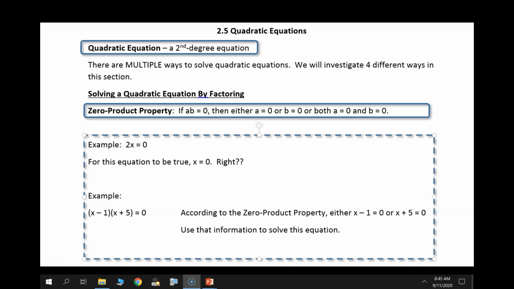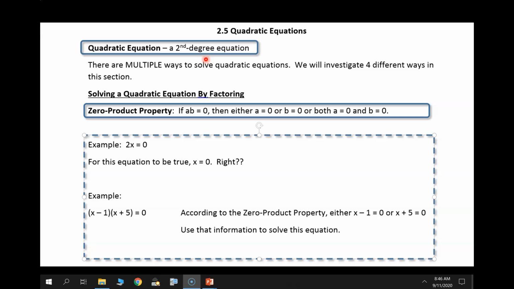We're talking today about quadratic equations. A quadratic equation is a second degree equation, so something like x squared plus 3x plus 5. And today we're going to look at 4 different ways that we can solve quadratic equations.